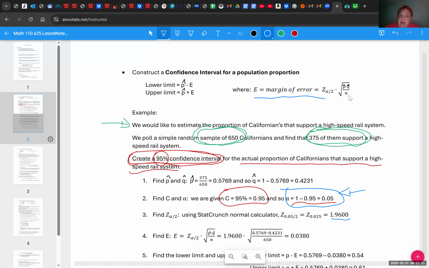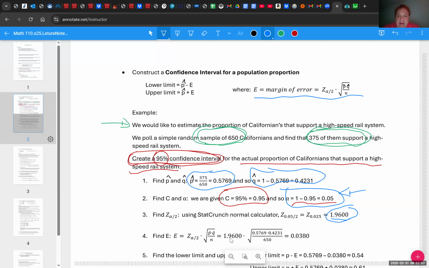Remember, my margin of error is given by this formula. So I just put it into my little formula here. The E, the margin of error, is the Z alpha over 2 times the square root of P hat times Q hat over N. Here are the P hats and Q hats this time. The Z alpha over 2 is the 1.96 number we just figured out. The P hat we figured out from over here. P hat is this value right here, the 0.5769 number. The Q hat, we figured it out over here. It's the 0.4239 number.